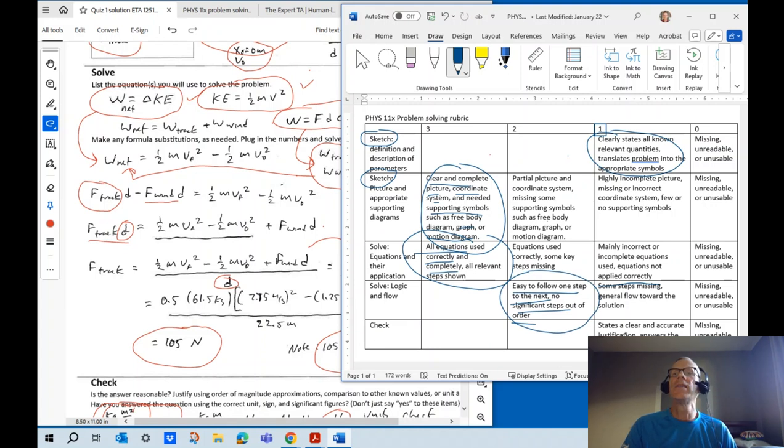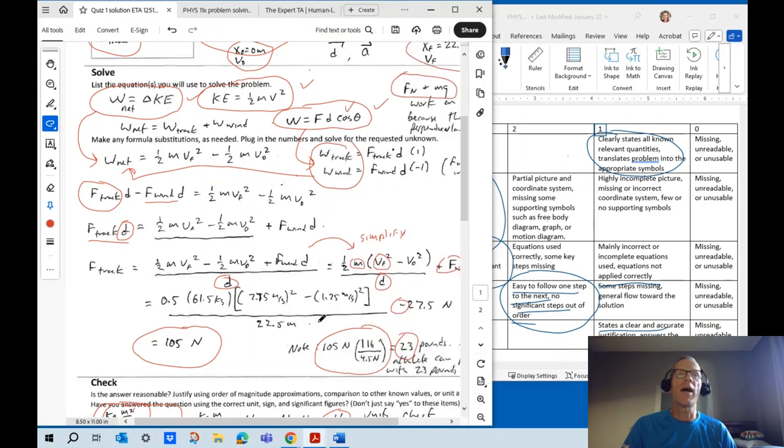And then the check states a clear and accurate justification and then answers the question correctly. So I want to know the force that the track exerts, and that's what I answer. Sometimes you plug in all the numbers correctly, but you don't solve for the final thing that you want to solve for. That would be worth fewer points.